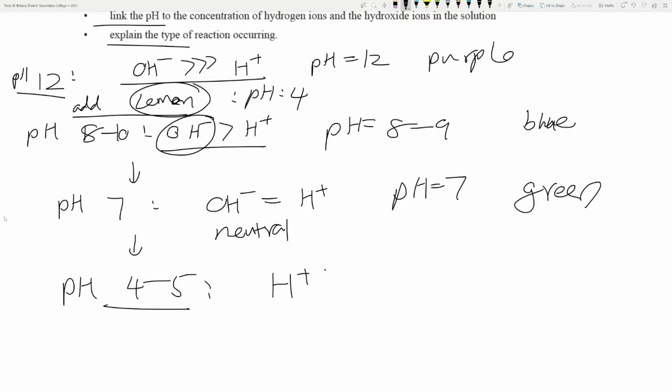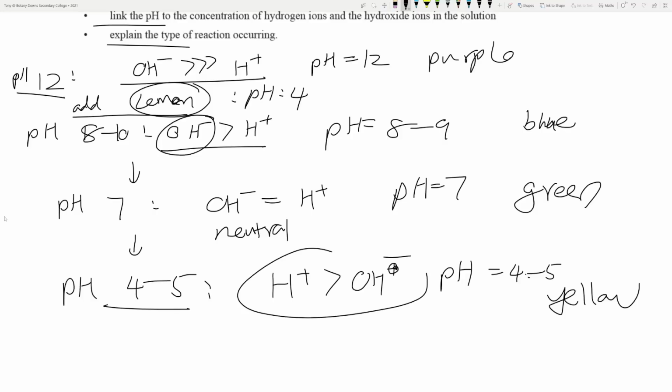This is when your H plus ions are going to be bigger than your OH minus ions. Your pH is going to be around 4 to 5, and then the color is going to be yellow, and this is where your reaction will stop. You have a small amount of H plus ions compared to the OH minus ions.